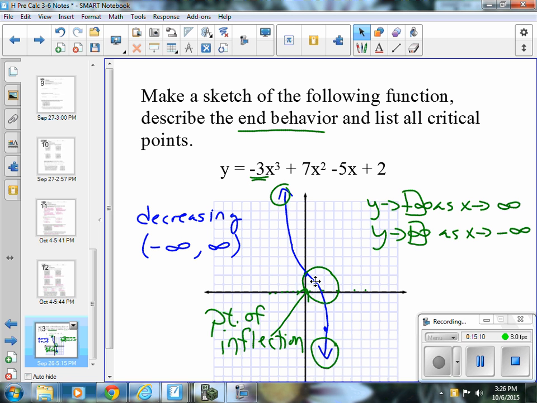So increasing, decreasing, end behavior, being able to kind of put that all together. So the assignment tonight will be both of those things. So looking at those max and min points, finding them on your calculator, and still being able to look at end behavior in increase and decrease. So lots of good stuff about graphs.